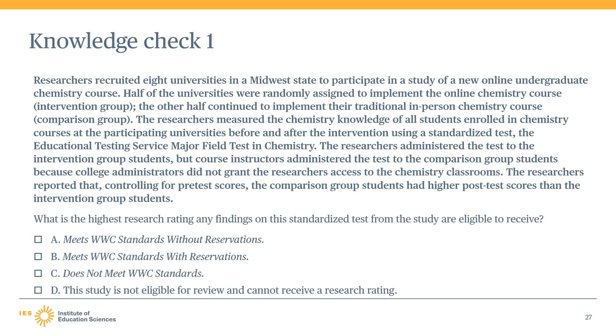The researchers administered the test to the intervention group students, but course instructors administered the test to comparison group students because the college administrators did not grant the researchers access to chemistry classrooms. The researchers reported that, after controlling for pre-test scores, the comparison group students had higher post-test scores than the intervention group students. What is the highest research rating any findings on the standardized test from the study are eligible to receive?